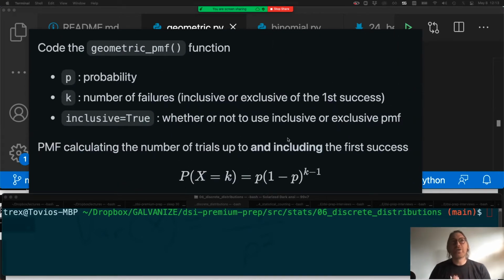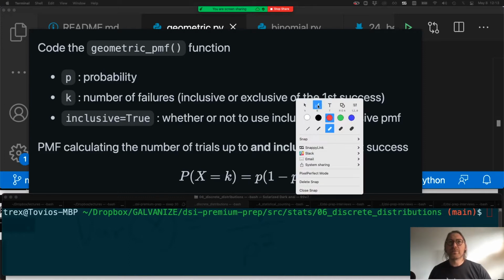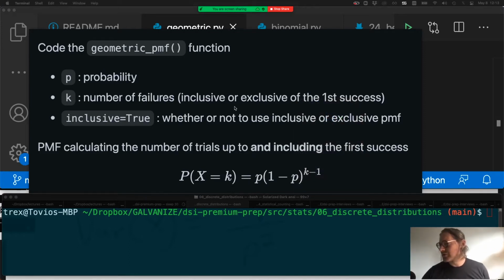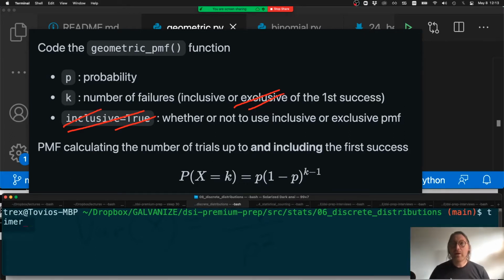All right, so code the geometric PMF function. Two parameters, probability and k, which is the number of failures, inclusive or exclusive of the first success. We're just going to consider inclusive, so I'll cross that out. Don't worry about this inclusive is true. Let's just code it simply with a p and a k. That'll be it. Cool. So I'll set a timer for 4 minutes. Go ahead and code that up.